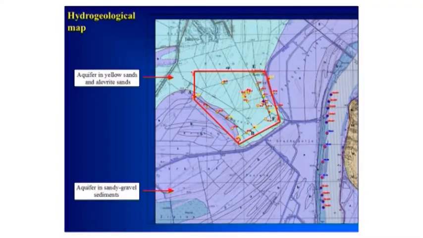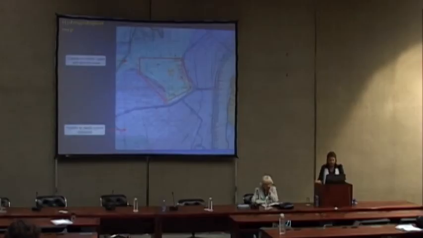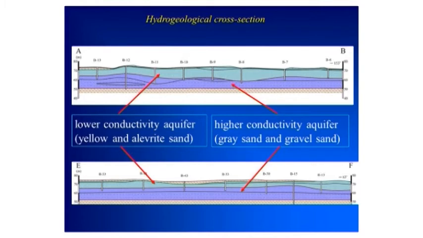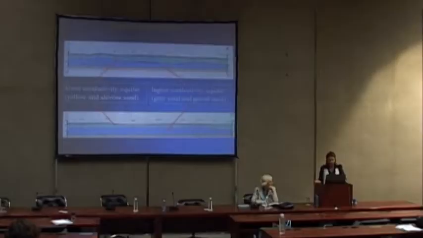On this map is shown the distribution of aquifers on the surface of the research area: the aquifer in yellow sands and alarite sands, and the aquifer in sandy gravels and sediments. Here is a hydrogeological cross-section that shows the vertical distribution of both aquifers, the lower conductivity aquifer and the higher conductivity aquifer.